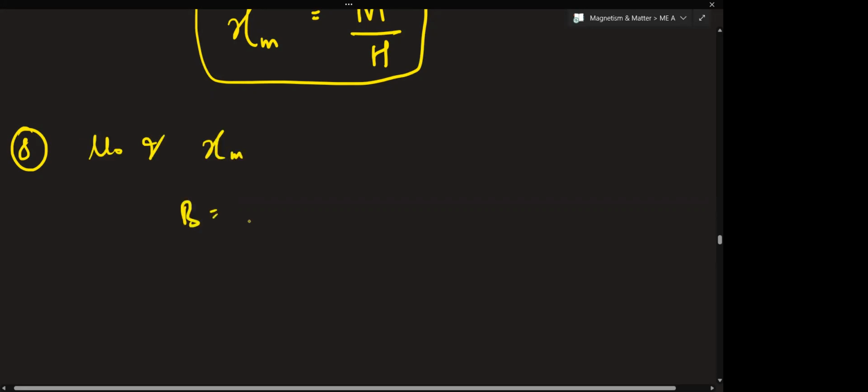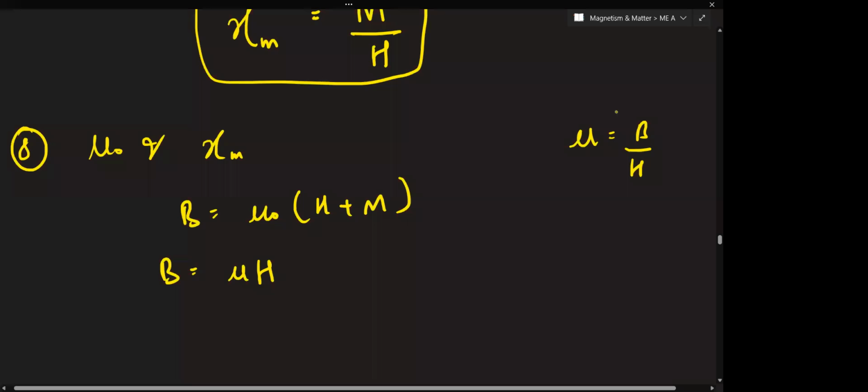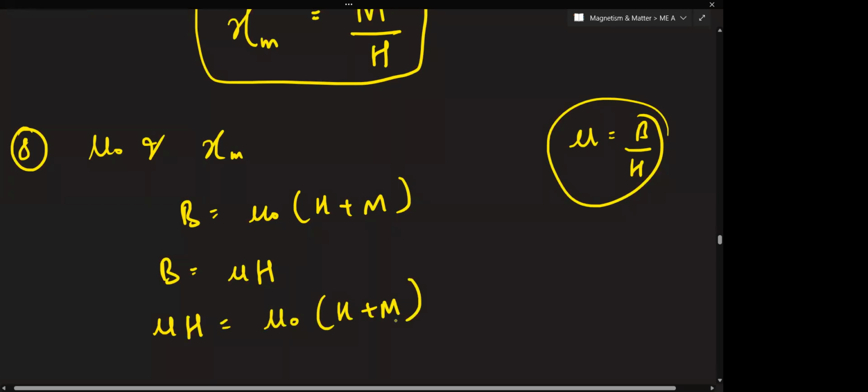See, magnetic field was what? Mu naught (H plus M). Right, we had done this. But we also know that magnetic field, this B, is also written as mu into H. This is mu naught, this is mu. Remember, mu is equal to B divided by H. We have derived it. From here, we can write it this way. So mu H will be equal to mu naught (H plus M).